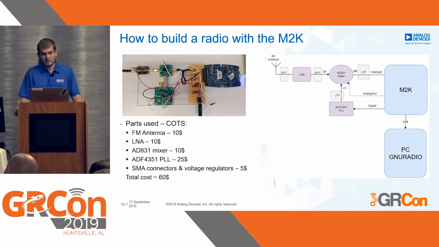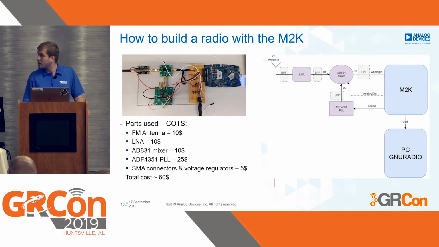So how do you build a radio with the M2K? In the top left, there's the experiment. It gets data from the antenna, exactly like in the previous slide. It gets amplified, down converted by the mixer, and then sent back to the M2K. All of the parts used are commercial off the shelf. We got the parts from eBay and Amazon, and it was super cheap to build.